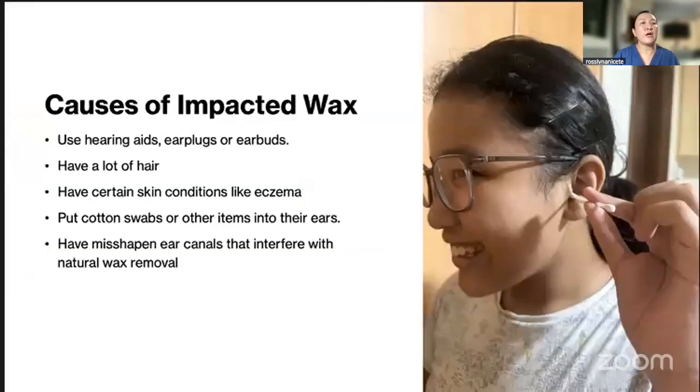So causes of wax impaction or impacted wax include the use of hearing aids, earplugs, or earbuds. And then some people have a lot of hair in the ear canal. They have certain conditions such as eczema. They commonly put cotton swabs or other items into their ears, and they have misshapen ear canals that interfere with the natural wax removal. So I would like to thank my daughter for agreeing to pose for this photo, showing a person using a cotton bud.